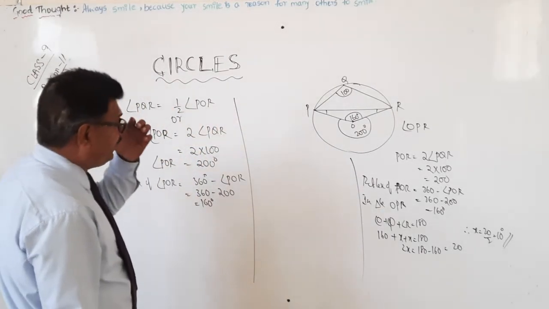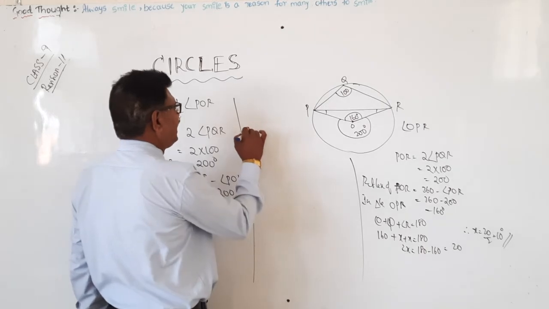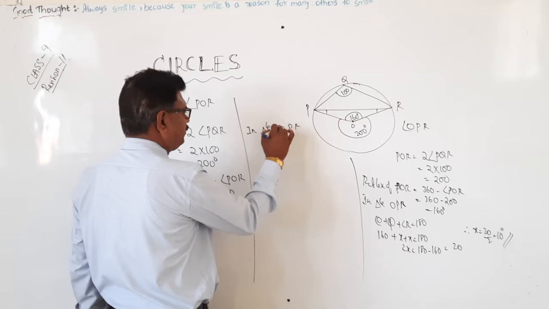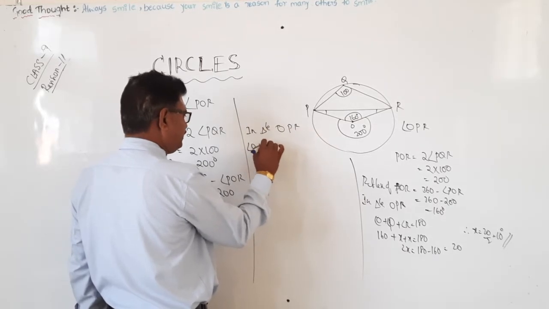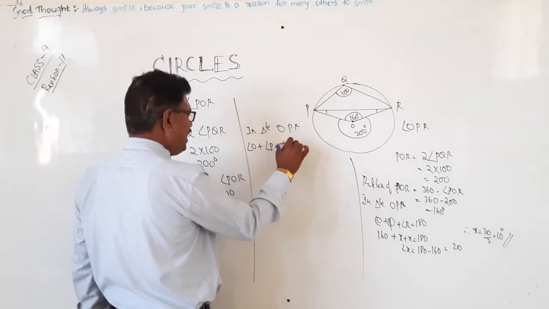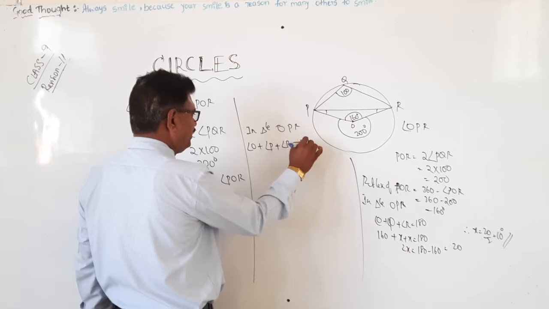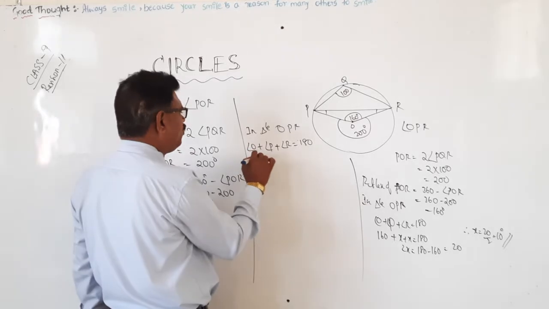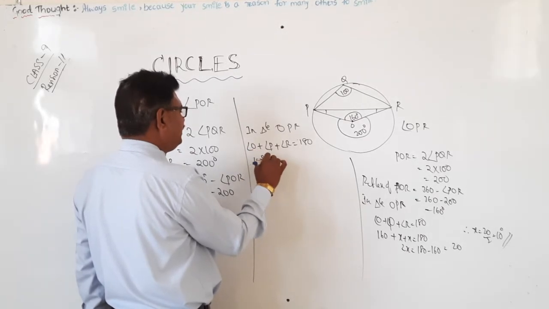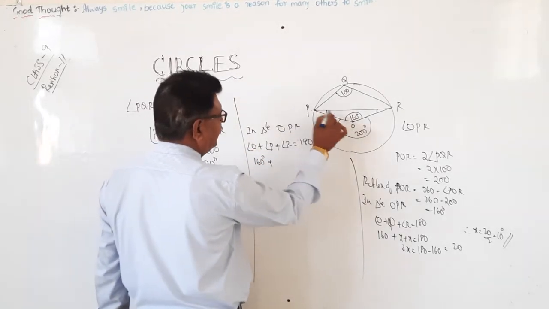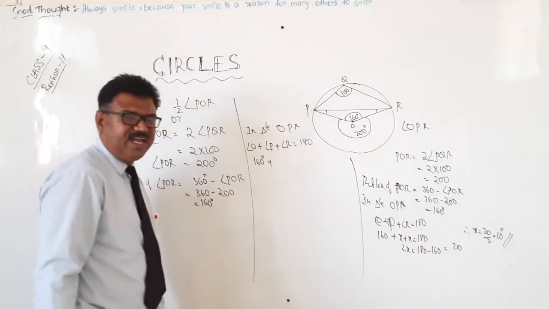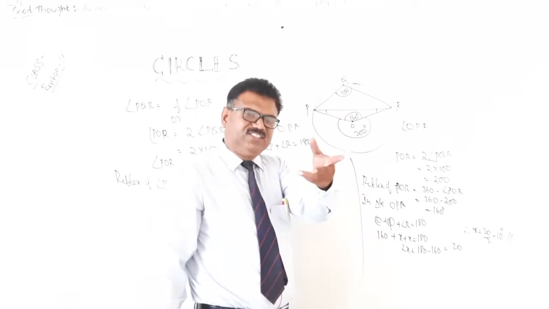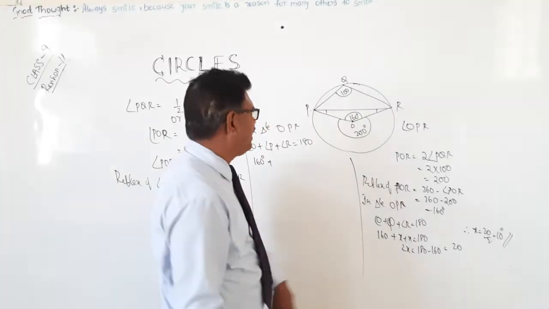Now 160 degrees means now in triangle OPR, angle O plus angle P plus angle R is equal to 180 degrees. Okay na? Now angle O is 160. See here, this is also a radius, this is also a radius. Therefore, it is an isosceles triangle. Isosceles triangle means what? Either two sides are equal or two angles are also equal.